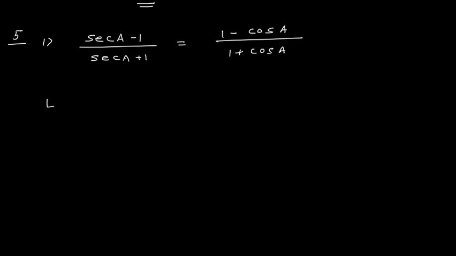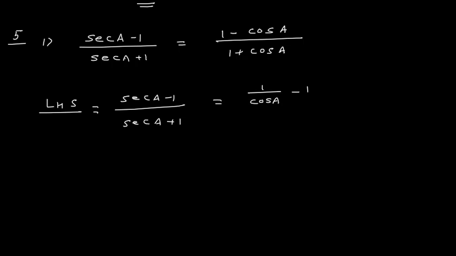Now here you have to prove that (sec A minus 1) upon (sec A plus 1) is equal to (1 minus cos A) upon (1 plus cos A). Now what is the relation between sec and cos? Sec A is 1 upon cos A. Okay, so let us write this sec A as 1 upon cos A minus 1, whole divided by 1 upon cos A plus 1. So here you will get 1 minus cos A whole divided by cos A.